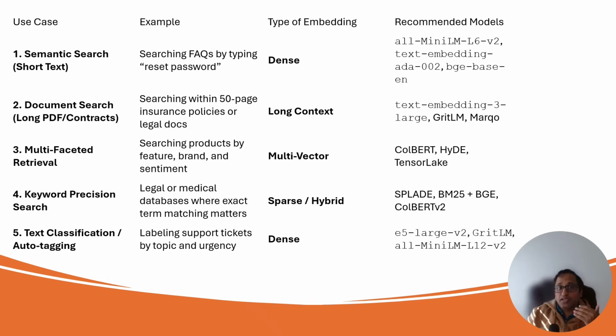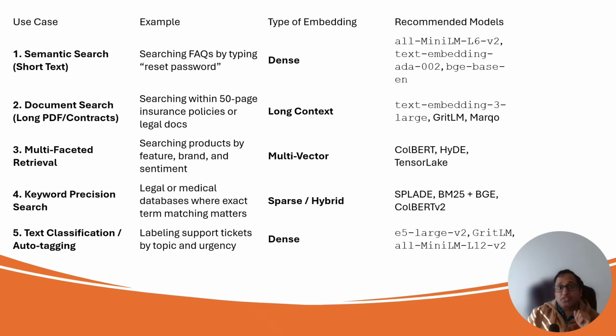First, something like semantic search. Imagine you're building a customer support portal. A user types something like reset password and you want to retrieve the most relevant FAQ even if the text doesn't exactly match. Here we look for semantic similarity, and that's where dense embeddings shine. These embeddings compress the meaning into a compact vector where, as we discussed, closeness equals similarity. You can use something like a sentence transformer or OpenAI text embeddings; these are all different types of dense embedding models you can use.